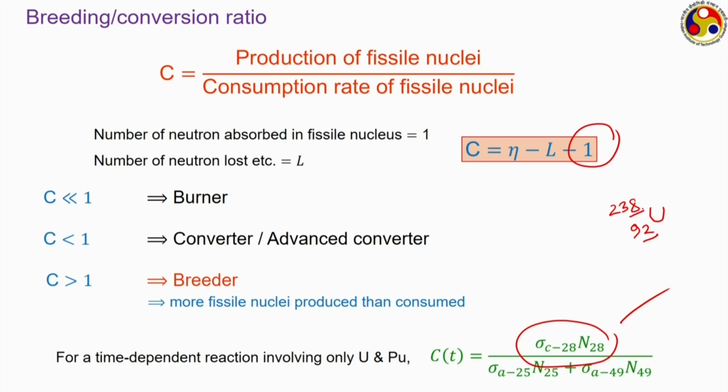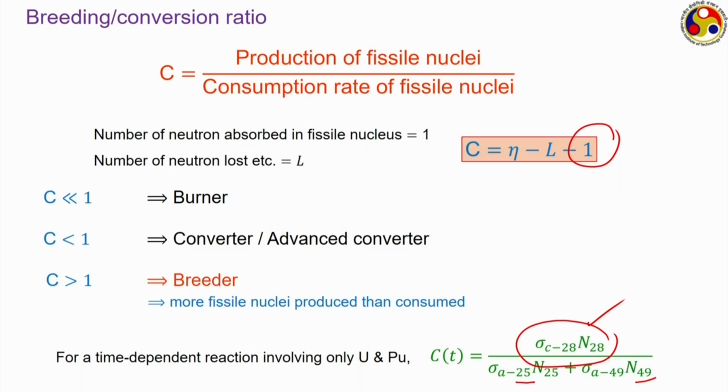So, that is 28. That means this particular numerator refers to the total capture cross section of uranium 238, and each such capture reaction will lead to the formation or appearance of one new fissile plutonium 239 isotope. In the denominator is the consumption rate of fissile nuclei. So, consumption can be of two types. One is the consumption of 25, meaning uranium 235, and the other is the consumption rate of 49, which is plutonium 239.